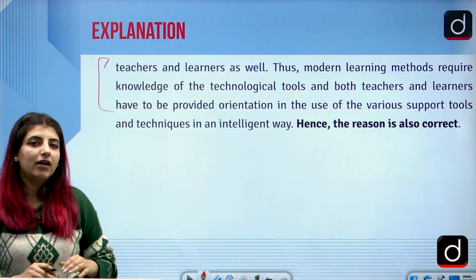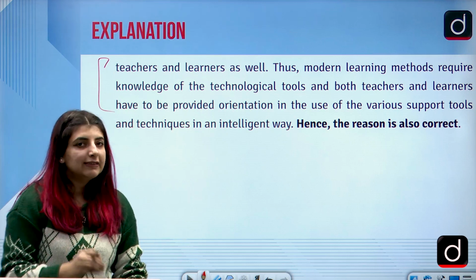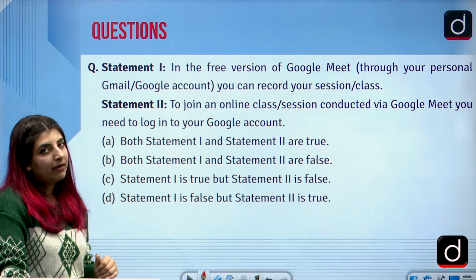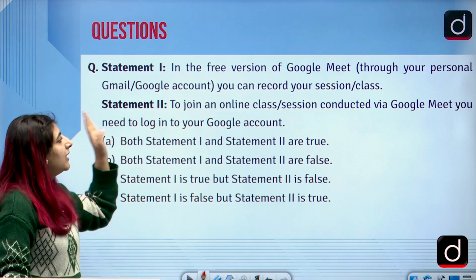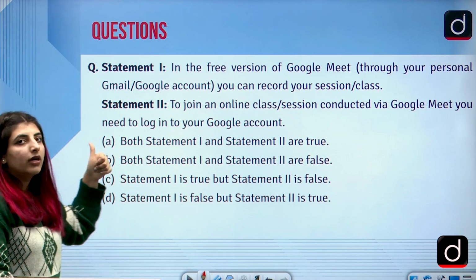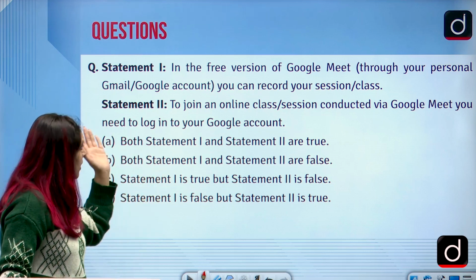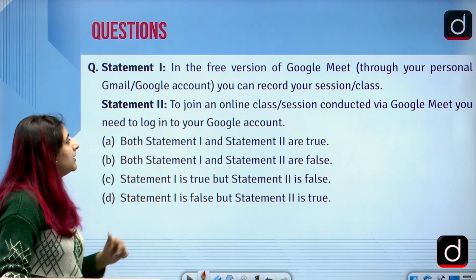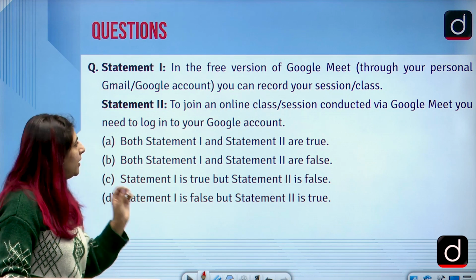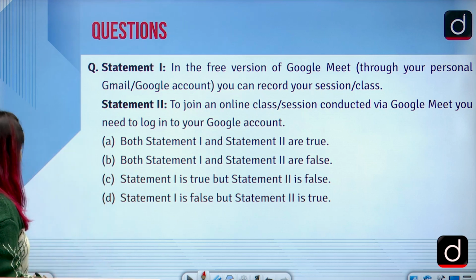So, the answer that we had here was both A and R are correct, and R is the correct explanation of the assertion that we had. Then we have the next statement based question, where statement 1 says that in the free version of Google Meet, through your personal Gmail or Google account, you can record your session or class. Statement 2 on the other hand says, to join an online class or session conducted via Google Meet, you need to log in to your Google account. So, what do we have here as the answer?